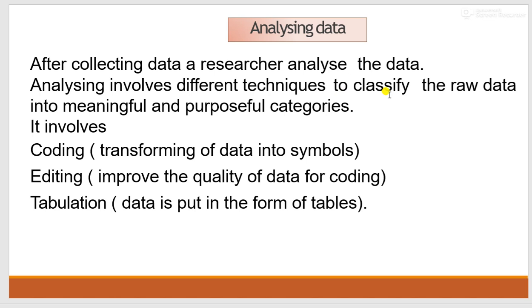Now once the data are obtained, next is analysis of data. After collecting the data, a researcher analyzes the data. Analysis involves different techniques to classify the raw data. Before analyzing the data, you have to classify or group the data into meaningful and purposeful categories. It involves coding, meaning transforming the data into some symbols if required; editing, to improve the quality of data for coding; and third is tabulation, meaning data is put in the form of tables.